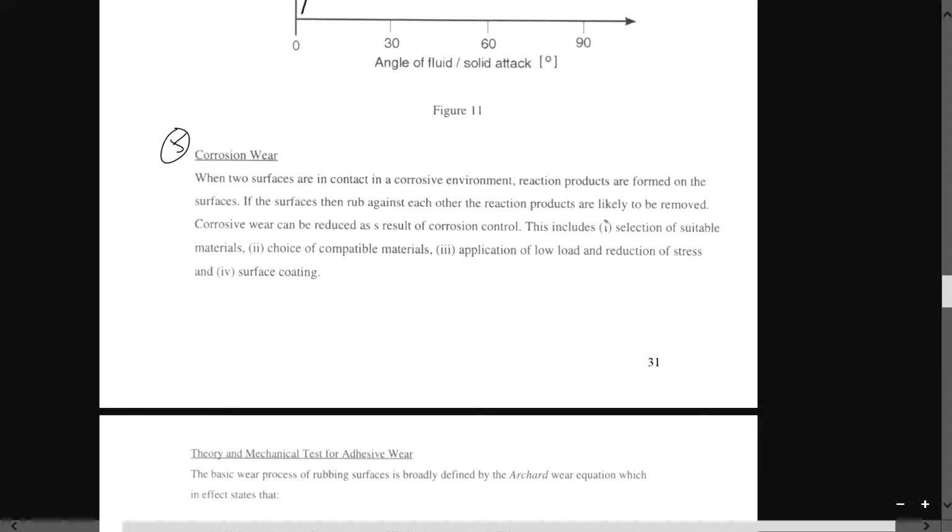And then corrosion. The corrosion is talking about the reaction products. We say that maybe this is the cathode, this is the anode, and the water is the conductive medium. Once you have this, you can cause an electrochemical reaction. And if the surfaces then rub against each other, it may cause the surfaces to be removed, so slowly you wear off the surface also.